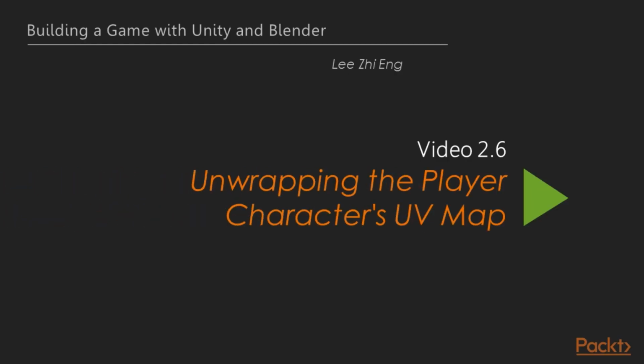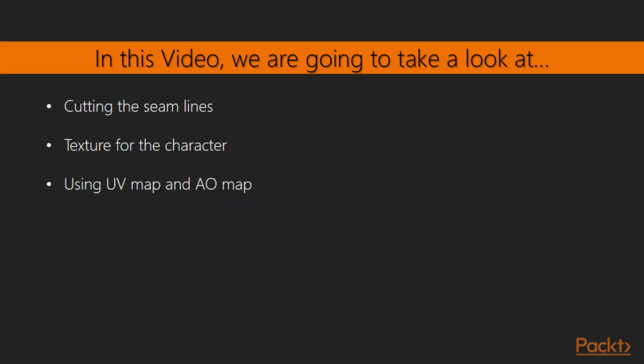Welcome to the next video. Unwrapping the player character's UV map. In this video, we are going to identify where to cut the seam lines. Then we will be creating the texture for the character and use both UV map and AO map.